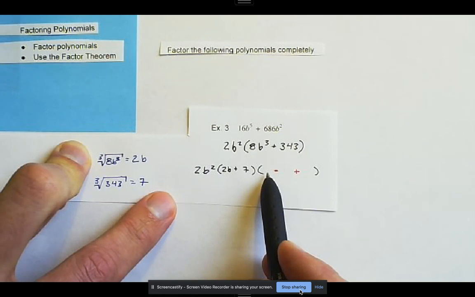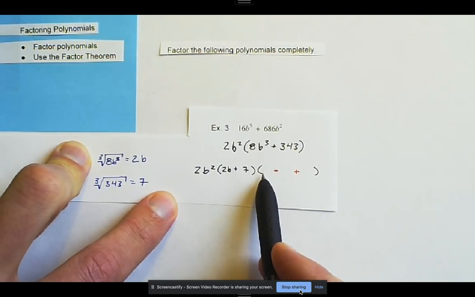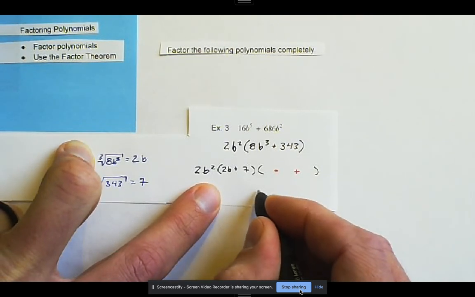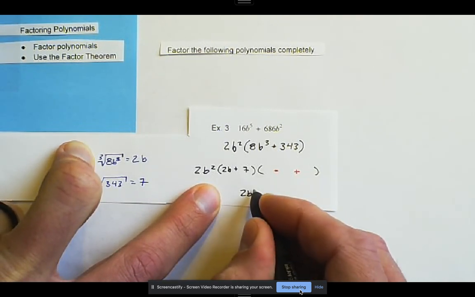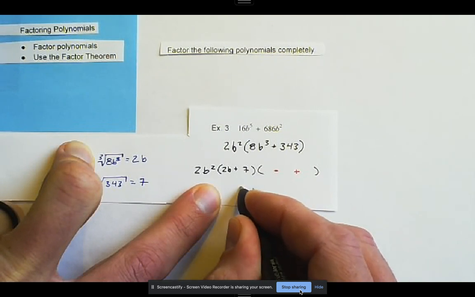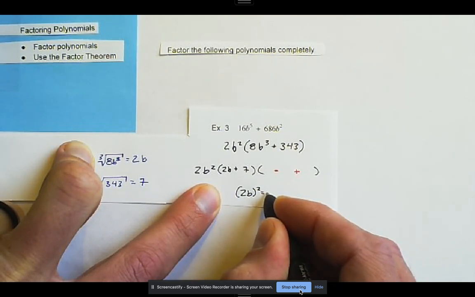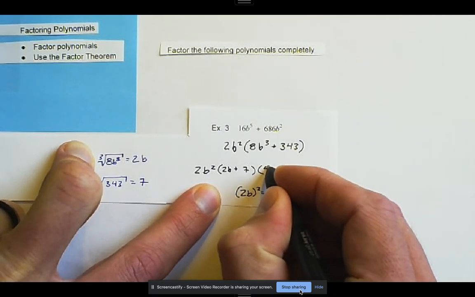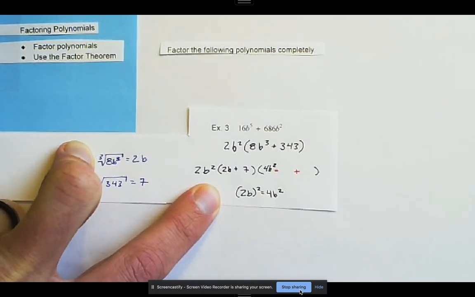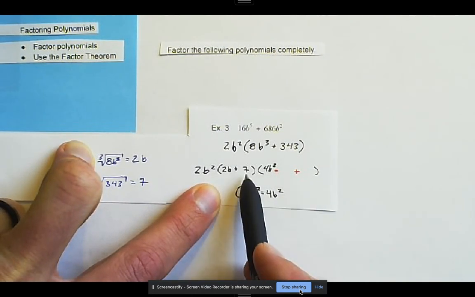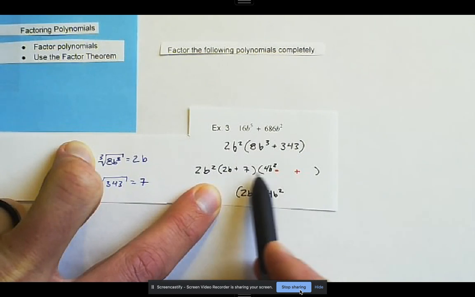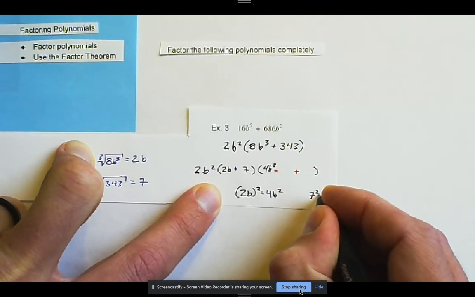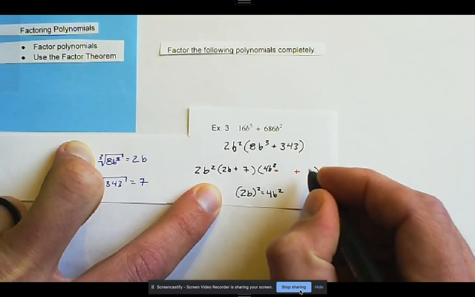Now, our first term of the trinomial is the first term of the binomial squared. So 2b, and then that squared, which is going to be equal to 4b squared. So that goes here. Our last term of the trinomial is the last term of the binomial squared. So here we have 7 squared, which is equal to 49. So that goes here.